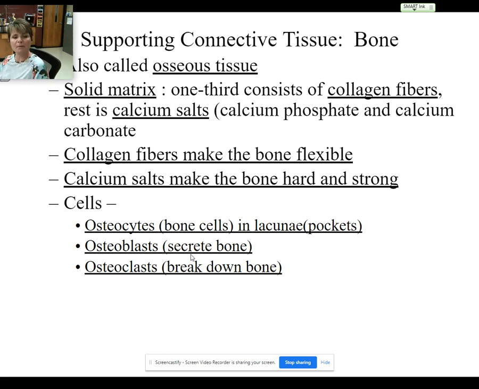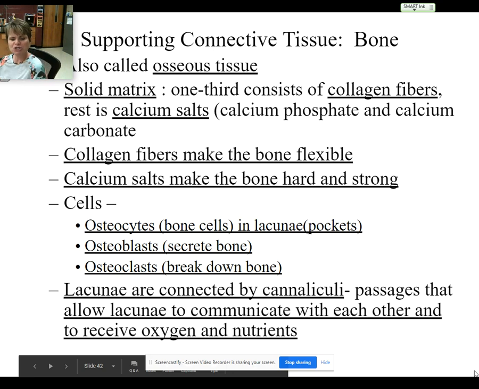And when we talk about bone, the unit on bone and the skeleton, we will talk about how osteoblasts and osteoclasts work together to remodel our bone constantly. So constantly osteoclasts are breaking down old bone, and osteoblasts are creating new bone to replace it so that your bones stay fresh and flexible and don't get hard and brittle.